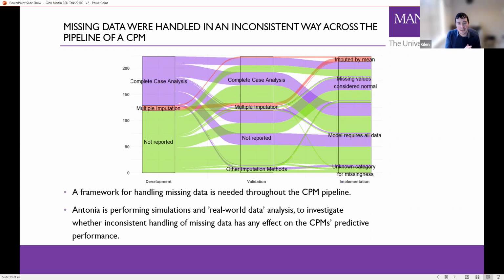And this, to a large extent, is probably unsurprising because, as I say, guidance and a framework of how to do this in a prediction context is lacking.